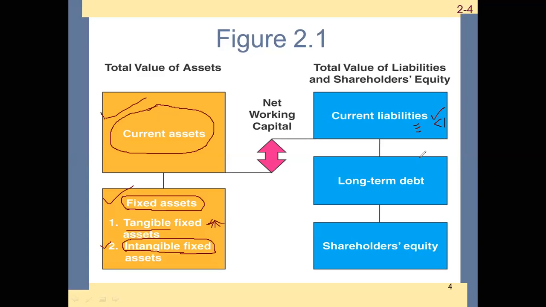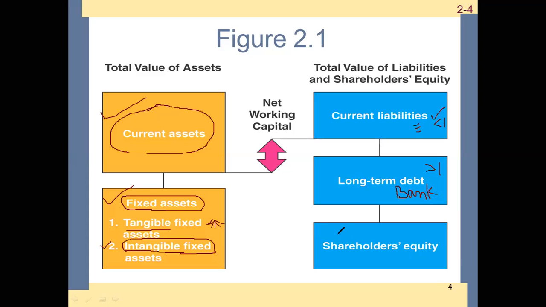All those debts or obligations which are payable to the other creditors for more than 1 year are known as long-term debts. For example, if a business has taken a loan from a bank of 5 years or 10 years, then it is known as long-term debt, as are bonds as well.